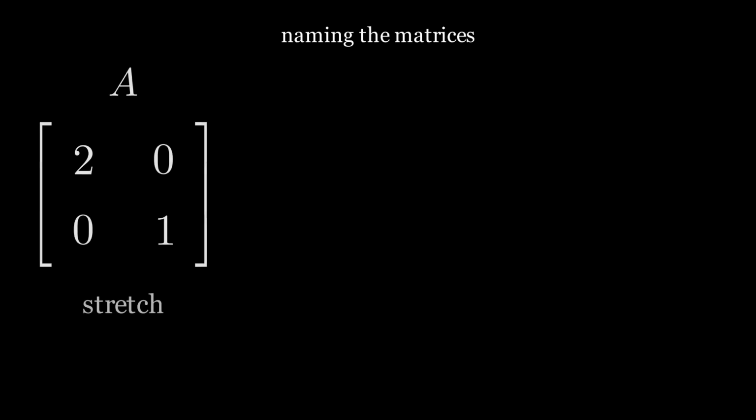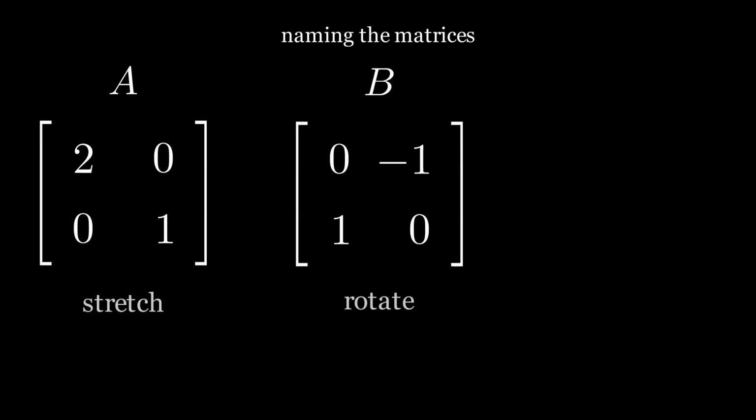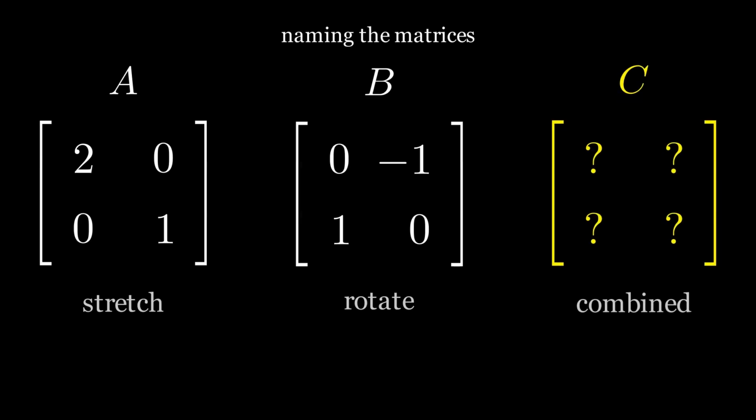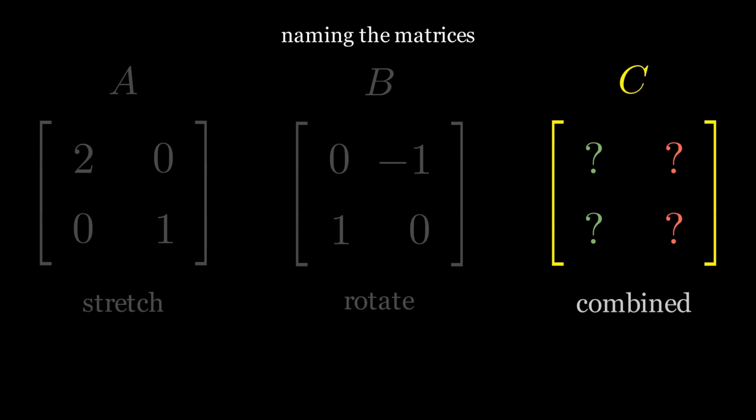Let's give these matrices names. We'll call the matrix that represents the stretch A. We'll call the matrix that represents the rotation B. Finally, we'll call the matrix that represents the combined transformation C. C is what we're trying to work out. Since a matrix is just the representation of where the basis vectors land after a transformation, if we know where i-hat and j-hat land after the two successive transformations, we'll know what matrix C is.